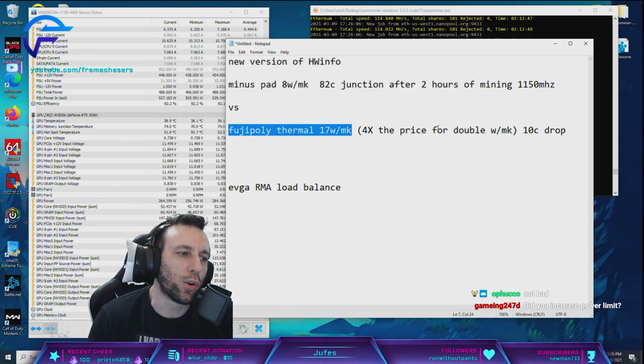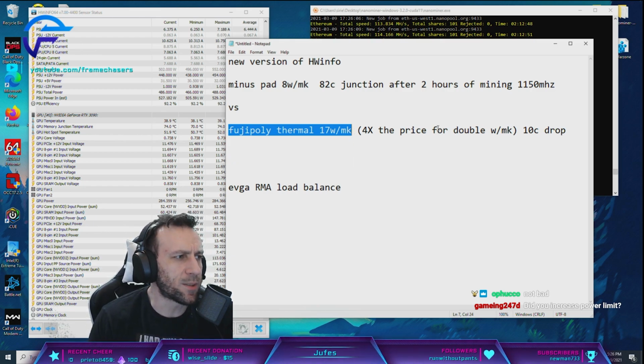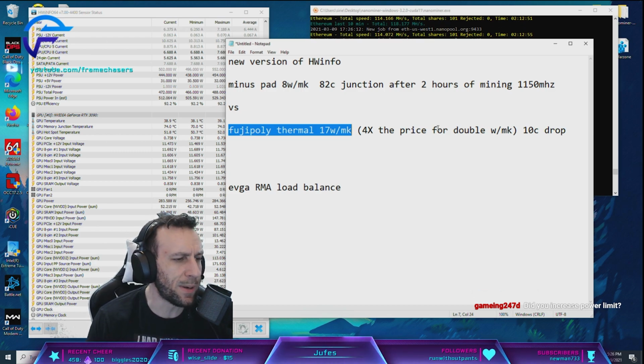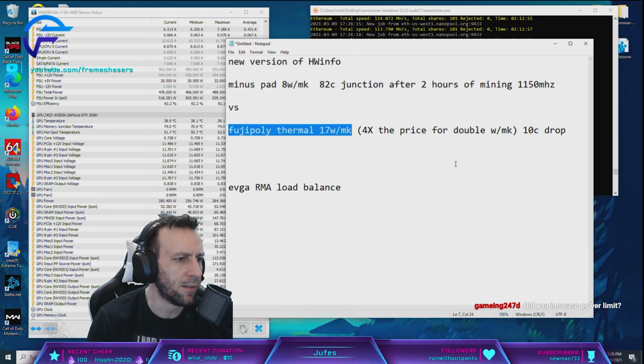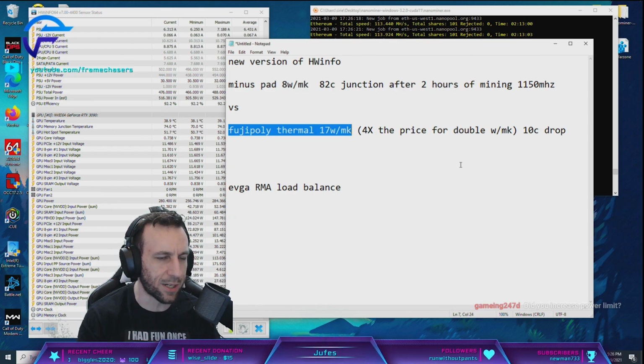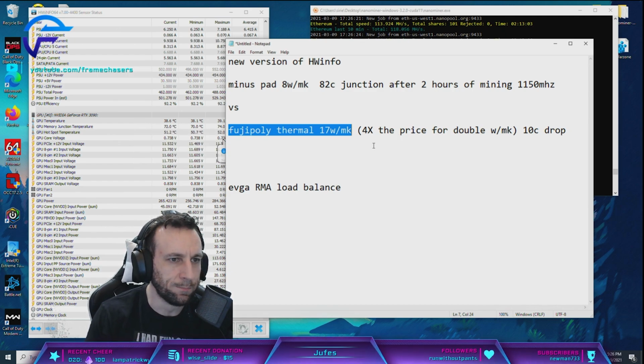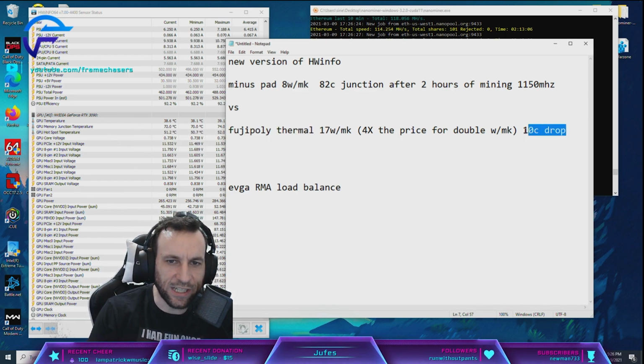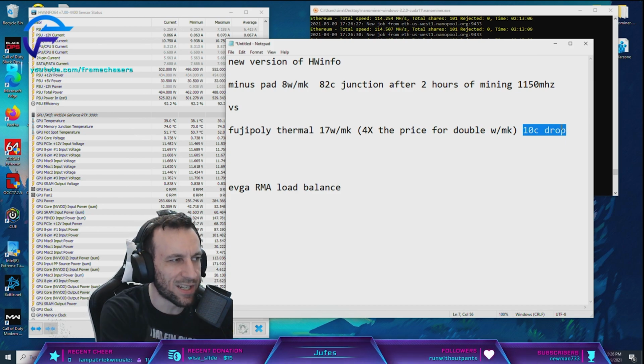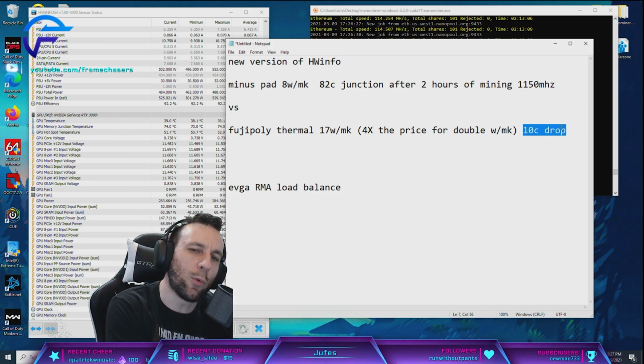Is that worth it? Did you increase power limit? No, the settings are the same. Why would you increase power limit for mining? You want to do the opposite, right? This is mining, gaming doesn't make this as hot. So a 10C drop for four times the price, obviously not.